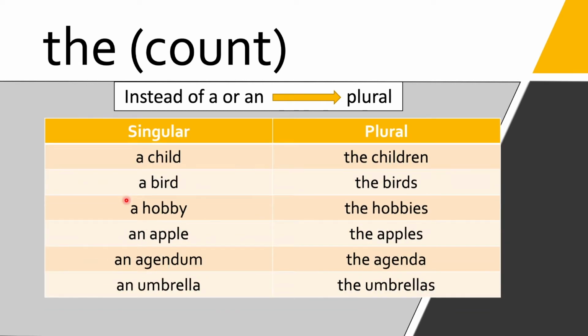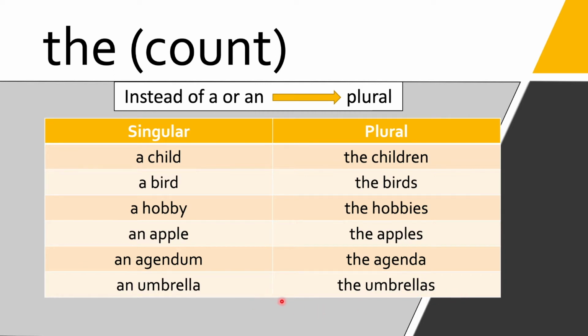So, it has to do with the count first. Let's talk about the count first. Instead of using the articles "a" or "an" for singular, we're gonna use the plural "the." Let's take a look at this. On the left are the singular samples, and on the right are the plural samples. So, singular, a child would be the children. A bird, the birds. A hobby, the hobbies. An apple, the apples. An agendum, the agenda. An umbrella would be the umbrellas.